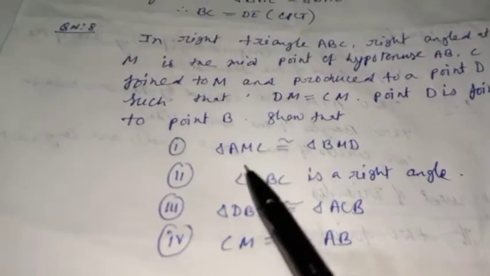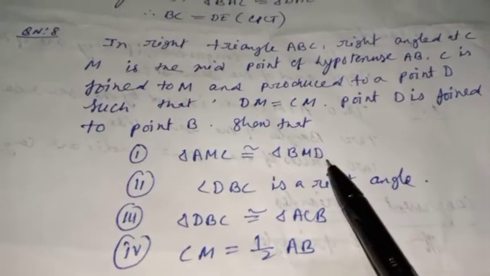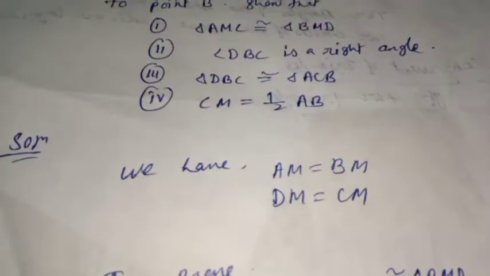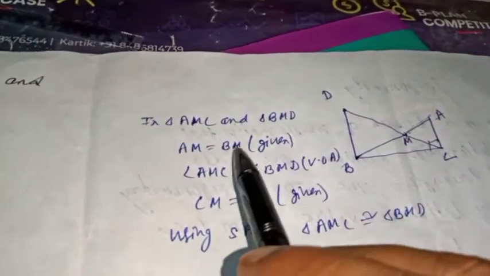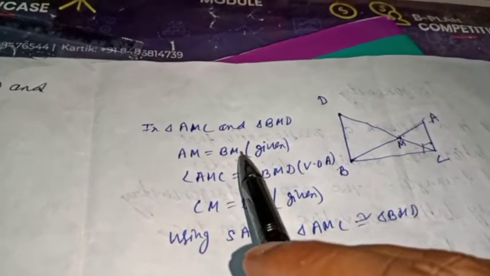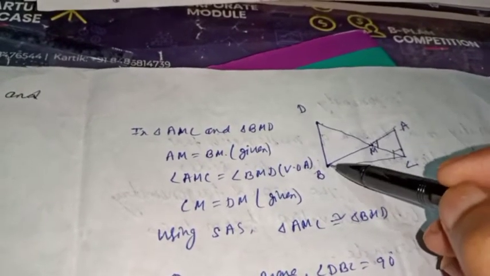First of all, you need to prove triangle AMC congruent to triangle BMD. So in triangle AMC and triangle BMD, AM is equal to BM, it is given in the question. And angle AMC and angle BMD are vertically opposite angles. So vertically opposite angles are equal, and also it is given CM is equal to DM.